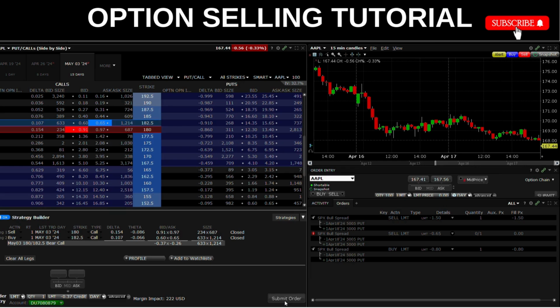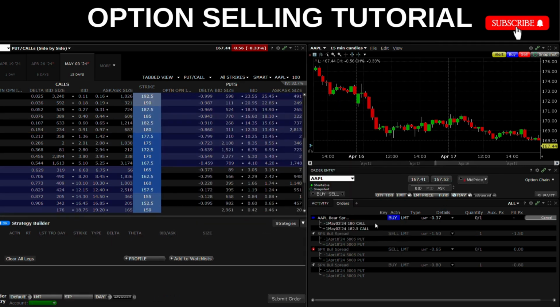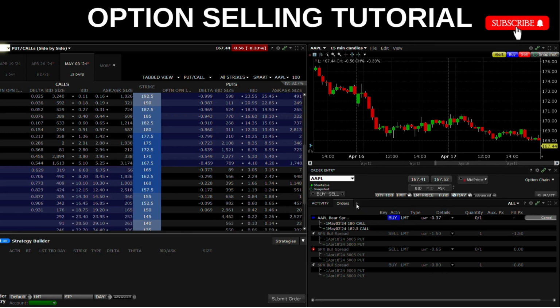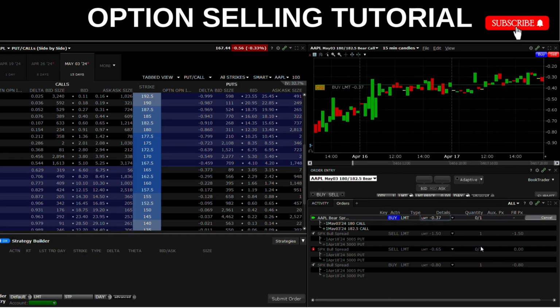Now you just press submit order, and then in the orders tab you see a buy option here. This will be executed when the market is open. Here you also see the line, which shows where you are going to buy the option.